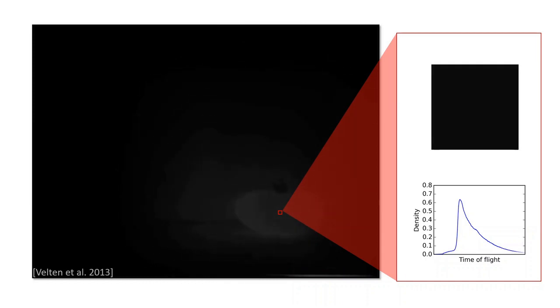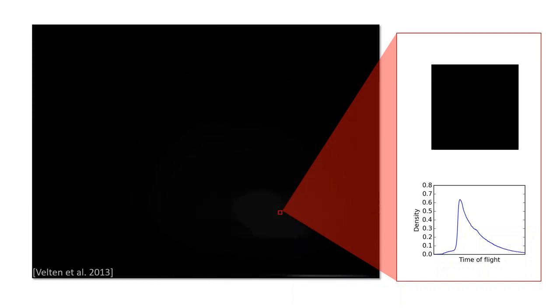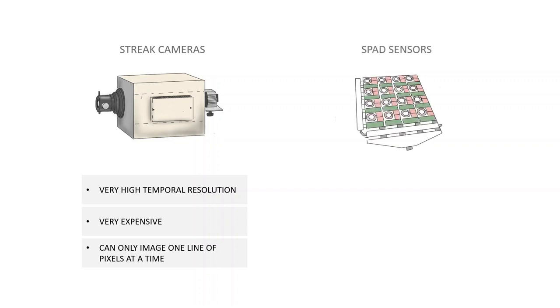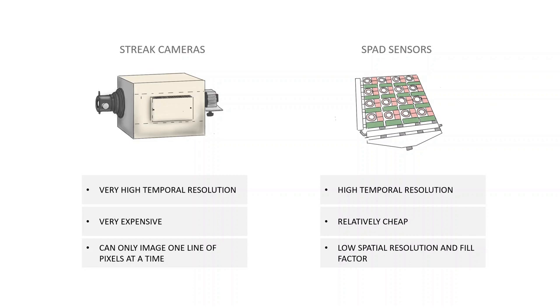in time. This data has been recorded using a streak camera, which offers very high temporal resolution but is also expensive and limited to a single line of pixels. A cheaper alternative technology for capturing light-in-flight images are SPAD sensor arrays, which in turn suffer from low spatial resolution and often very low fill factor.